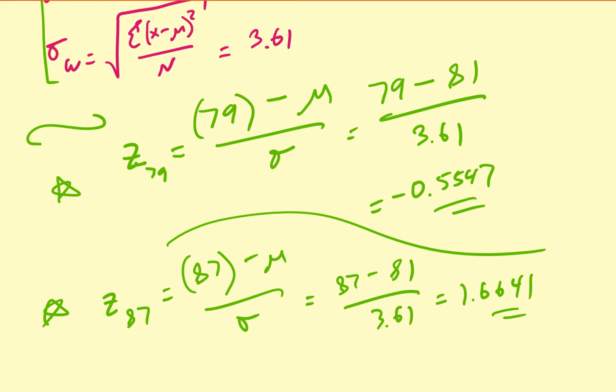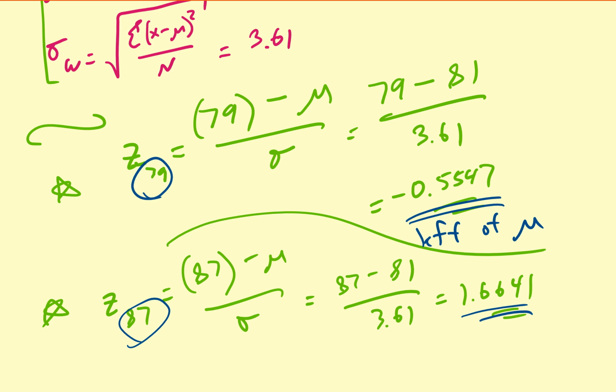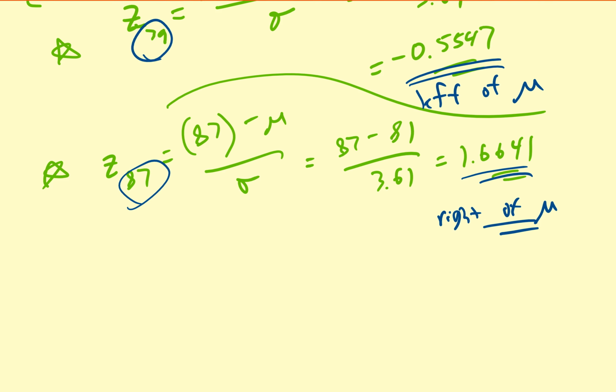So what does that mean? This says that 79 is negative 0.5, or approximately one half, standard deviations to the left of the mean. And this value says that 87 is going to be about 1.6 standard deviations to the right of the mean. So how do I know it's to the left and to the right?